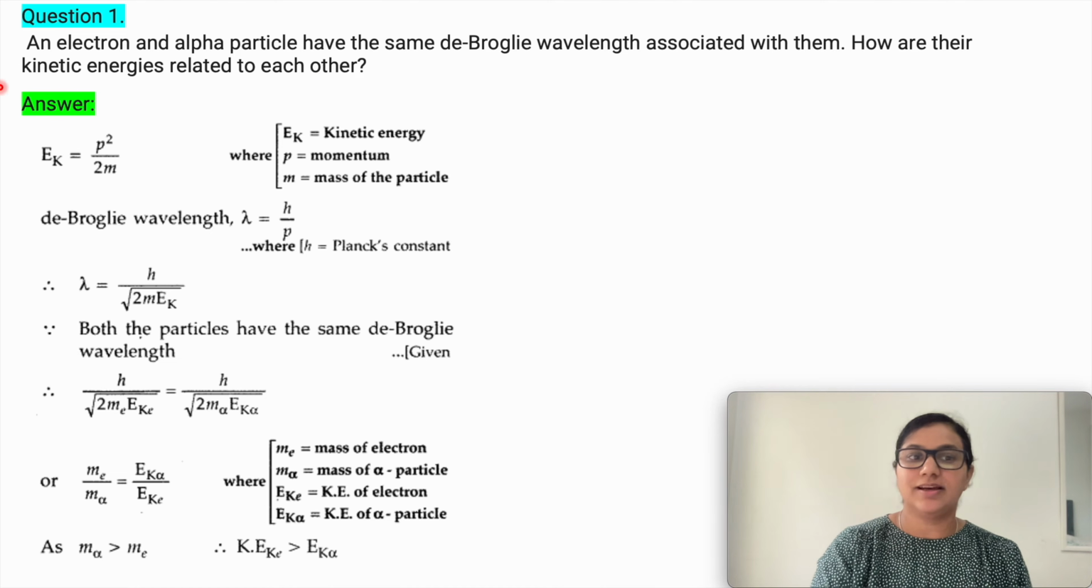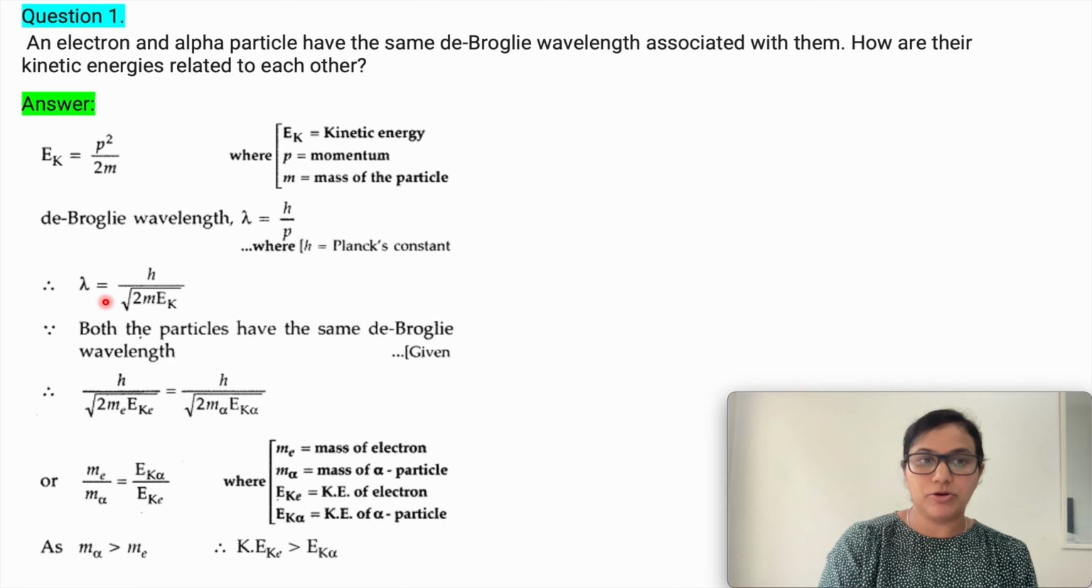So we know that the maximum kinetic energy is given by this equation and de Broglie wavelength is given by lambda is equal to h by p. When you equate these two equations, you get the de Broglie wavelength as lambda is equal to h by root of 2mK. Then both the particles have the same de Broglie wavelength. Therefore, you can equate the de Broglie wavelength for alpha particle and for electron. From this, you can say that the mass of alpha particle is greater than the mass of electron. Therefore, kinetic energy of electron is greater than kinetic energy of alpha particle.